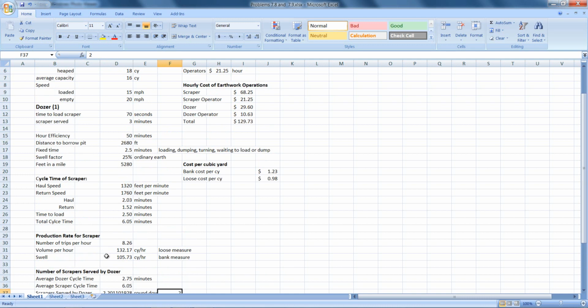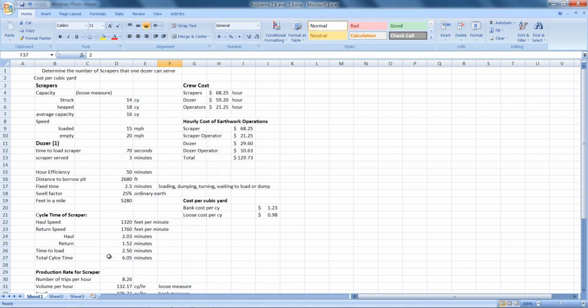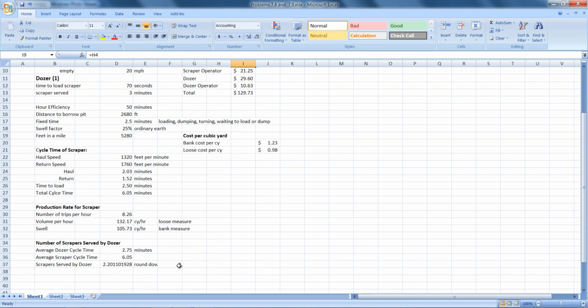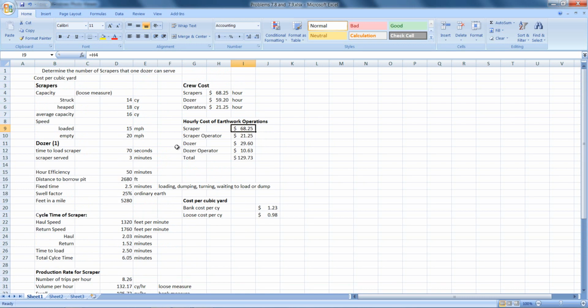Well, why does that factor in? That's going to factor in here when we're figuring the hourly cost of our earth operations. Since it's an hour, two scrapers are served by one dozer, so we could just think that half a dozer serves one scraper when we're figuring out this hourly cost.